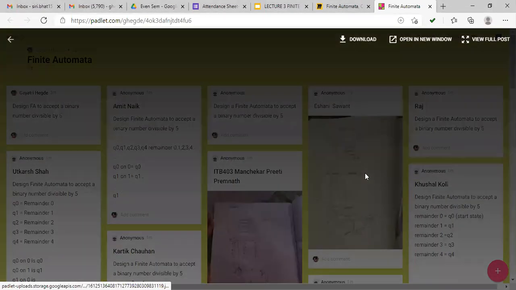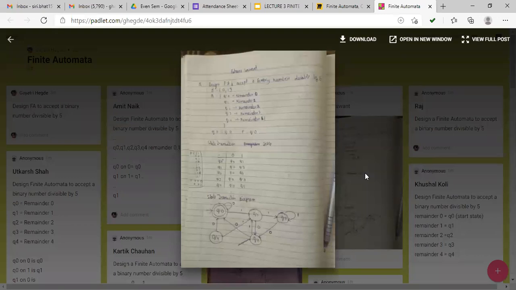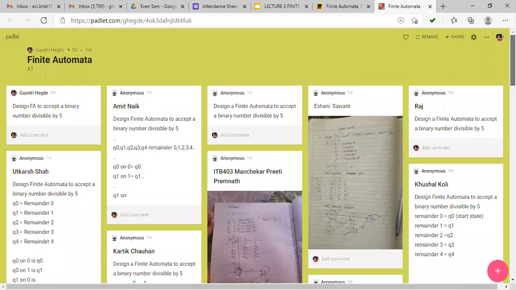Ishan has added. Let me check. Yes, very good. Start state, final state. But Ishani, check here. You have to mark the start state even in the state table. Please do mark it. The rest is fine. Yes, very good. Again, as I said to Preeti, the same thing: you have to solve 2 examples, one that accepts the input and the other that rejects the input. The rest is right. Very good.